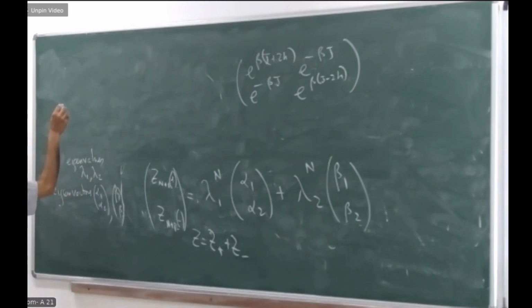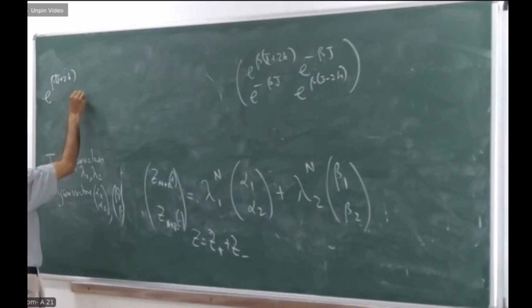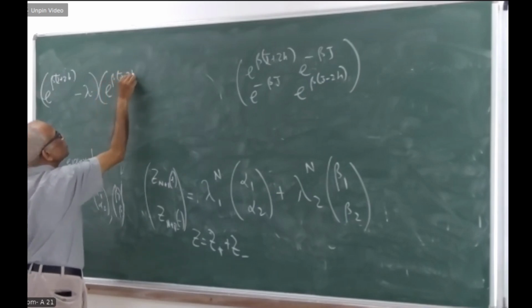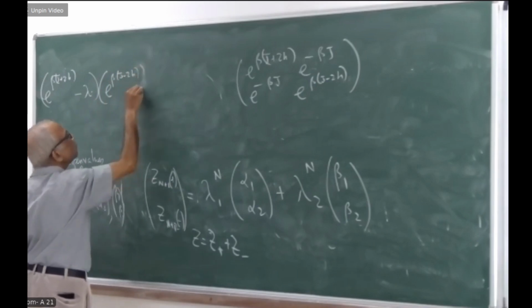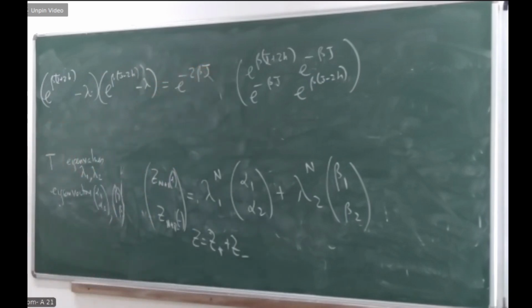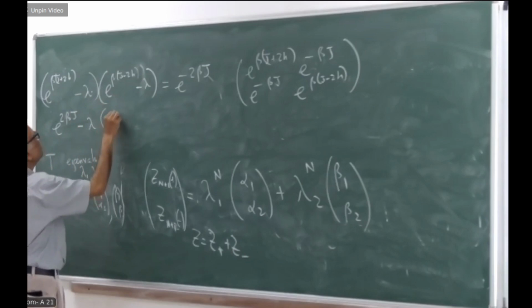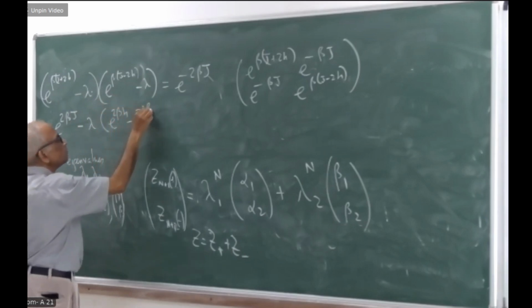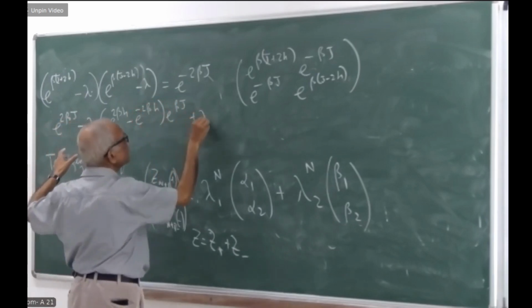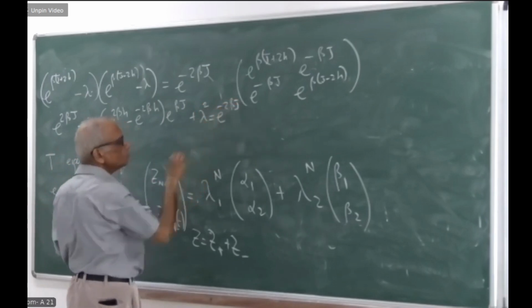would be given by e to the power beta J plus 2h minus lambda, times e to the power beta J minus 2h minus lambda, equal to e to the power minus 2 beta J. So e to the power 2 beta J minus lambda times e to the power 2 beta h minus e to the power minus 2 beta h, e to the power beta J plus lambda squared is equal to e to the power minus 2 beta J.